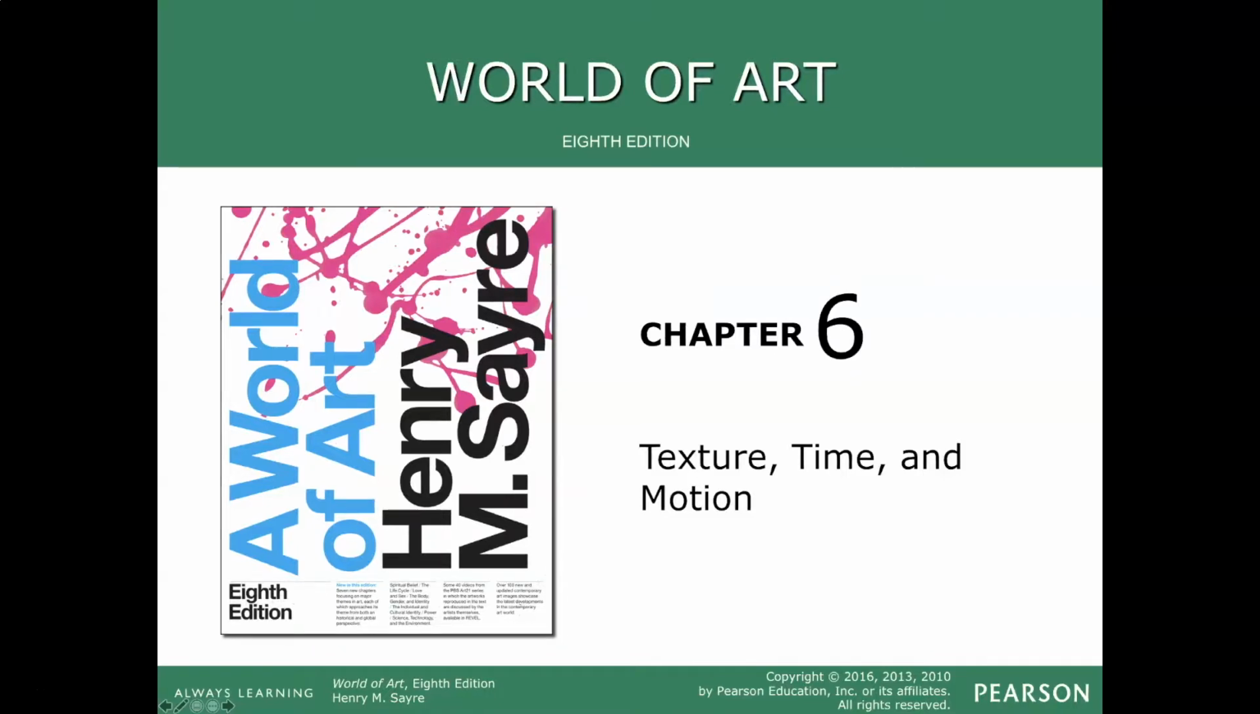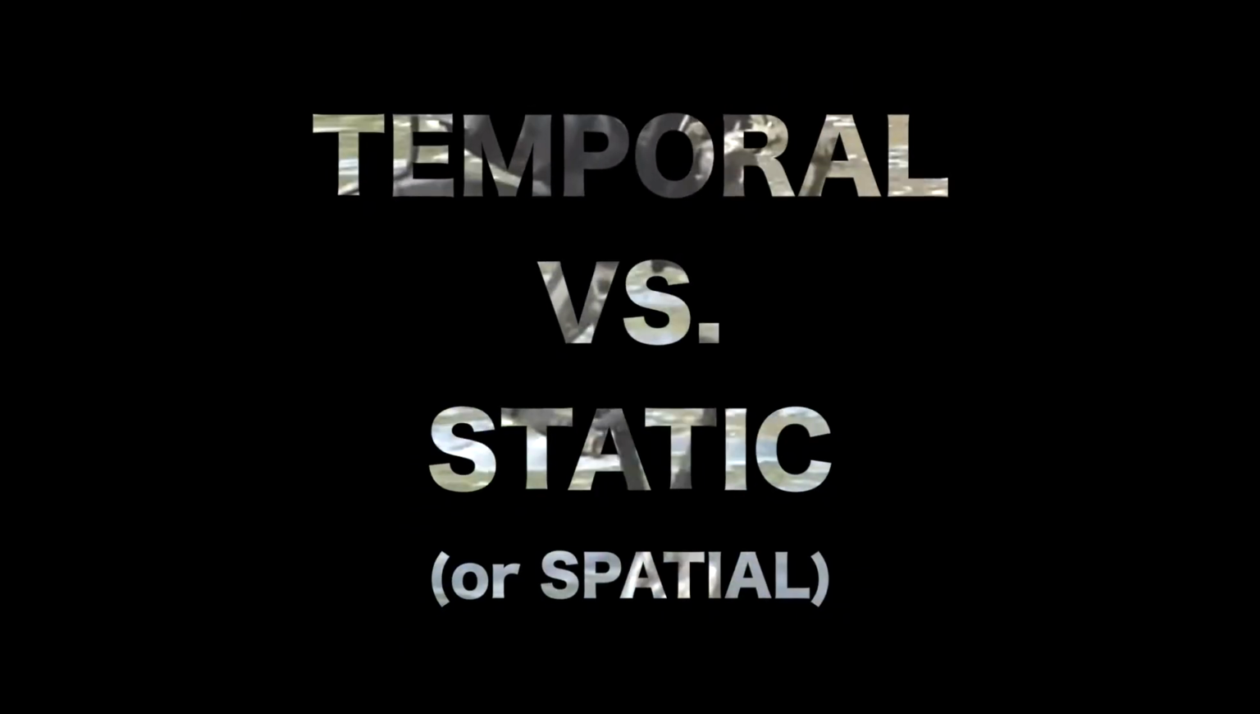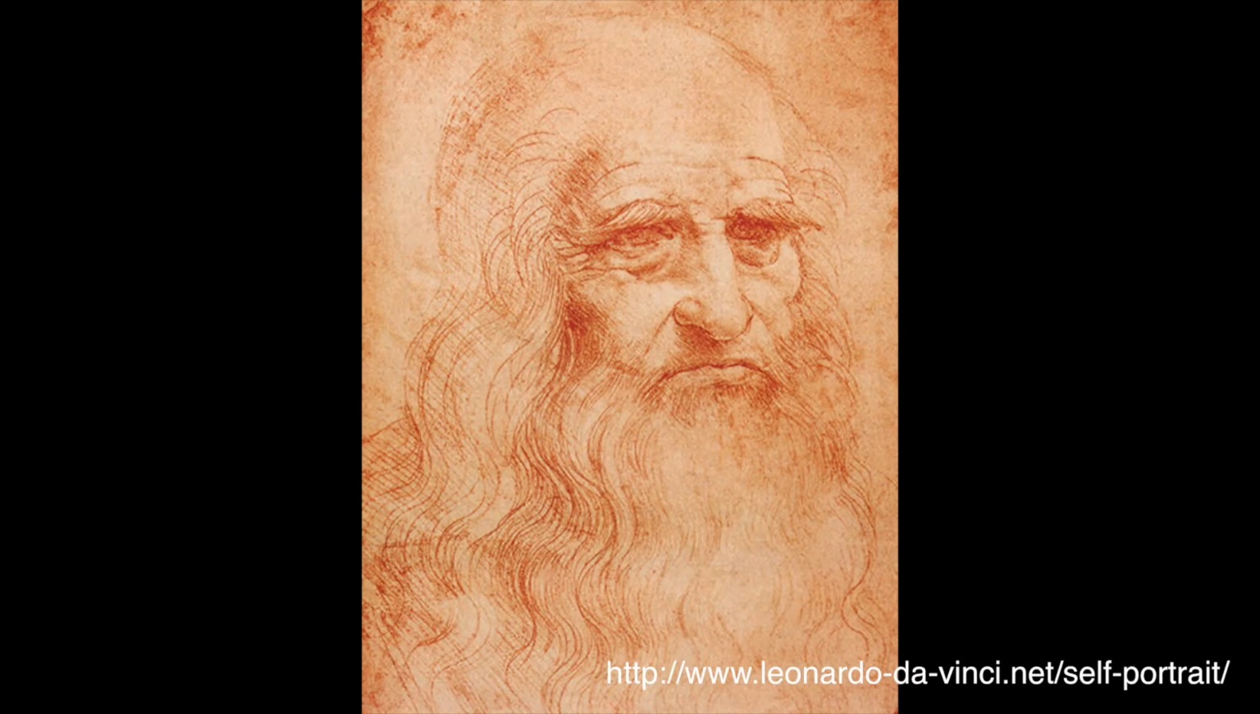And today we look at Chapter 6 of the online textbook, Texture, Time, and Motion. If you haven't completed this assignment on Pearson, please do so before proceeding with the video. First, differentiating between actual texture and visual texture. Then 2 important vocabulary words, temporal and static. And we'll look at a number of examples of kinetic art.